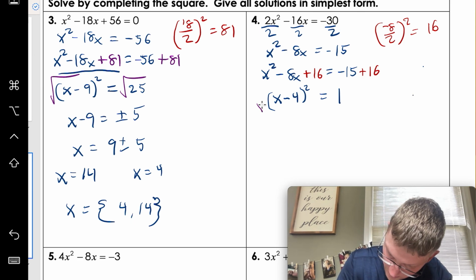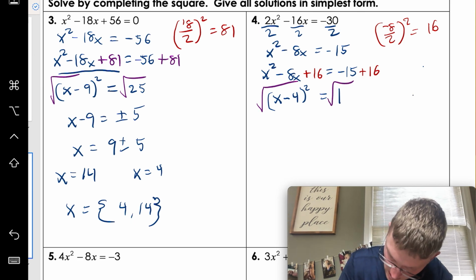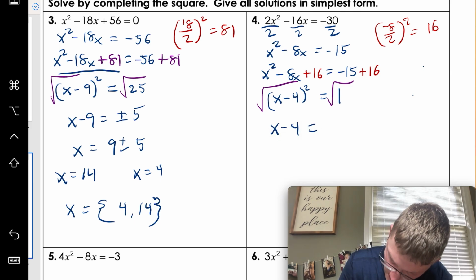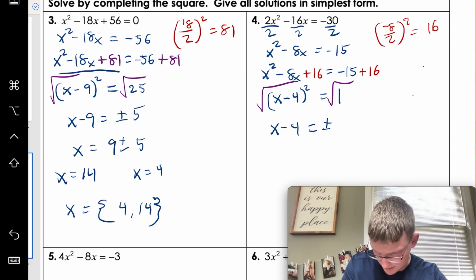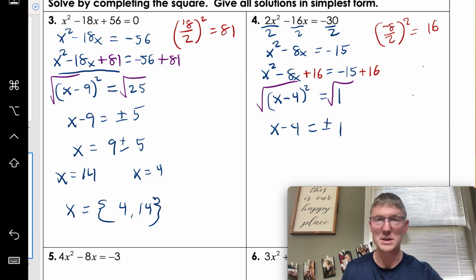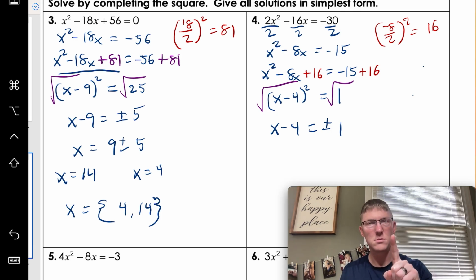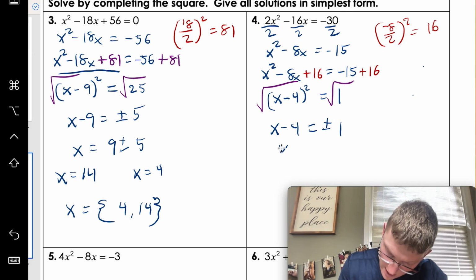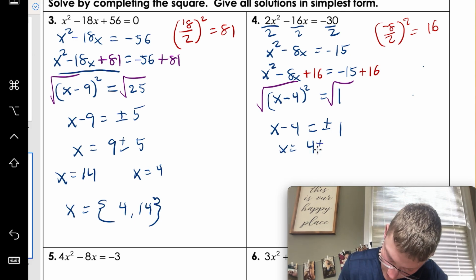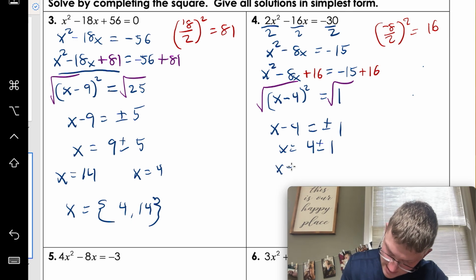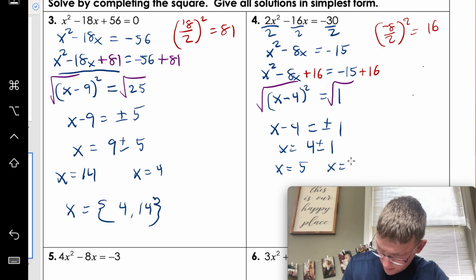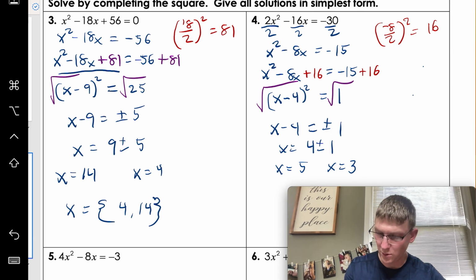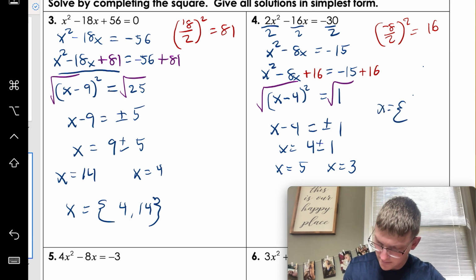So we square root both sides. What we have left over is x minus 4 equals plus or minus 1. Remember, square root of 1 is 1 because 1 times 1 is 1. So there you go. Okay, 4 goes over. We got x equals positive 4 plus or minus 1. So we've got x equals 5 and x equals 3. So again, to be super cool and fancy, x equals the set of 3 and 5.